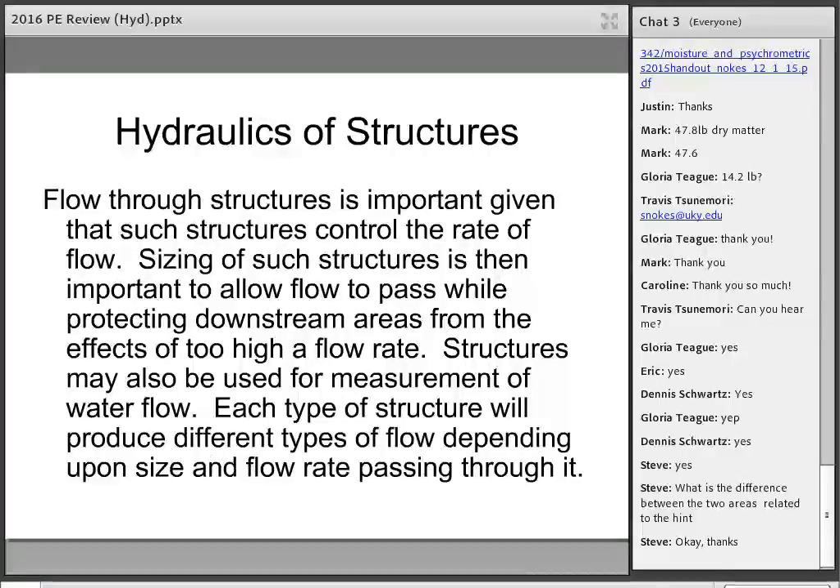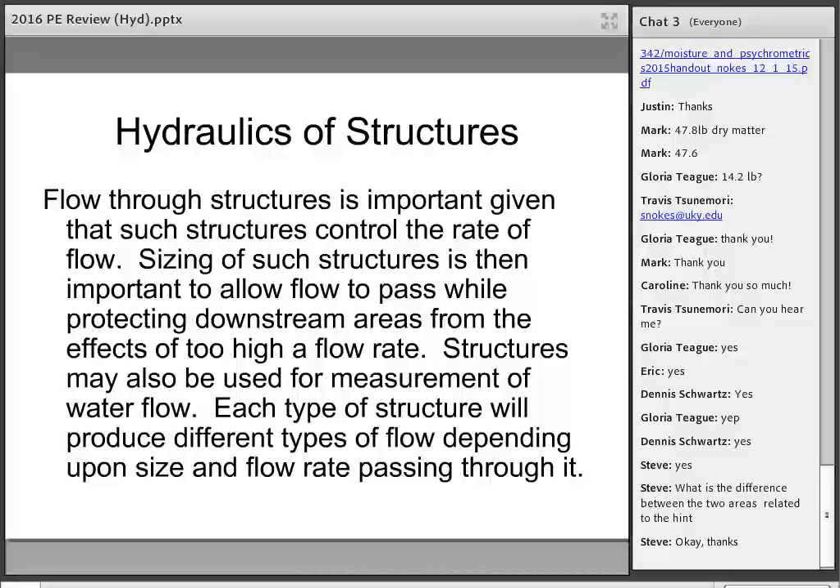Let's talk about hydraulics of structures for a little while then. The flow-through structure is important because the structures themselves control the rate, and sizing of them gets important because you want flow to pass, but you've also got to be protecting downstream areas from the effects of too high a flow rate. They can also be used as a measurement tool. So depends on the structure you're dealing with, what kind of flow will pass by it, and the flow rate that is resultant from it.